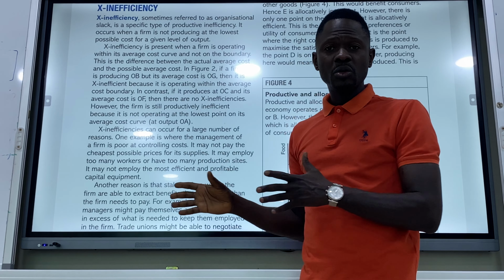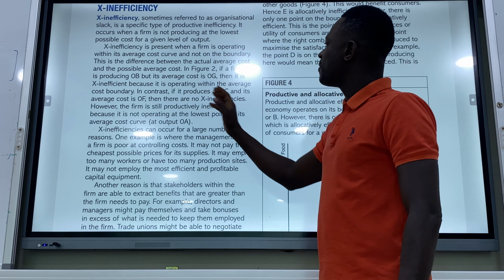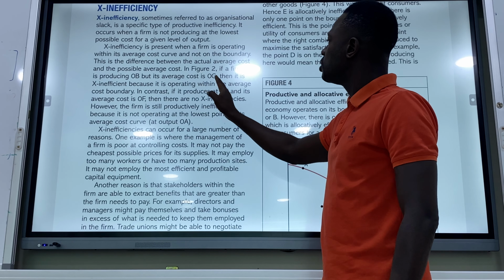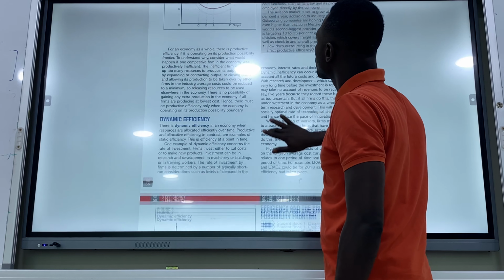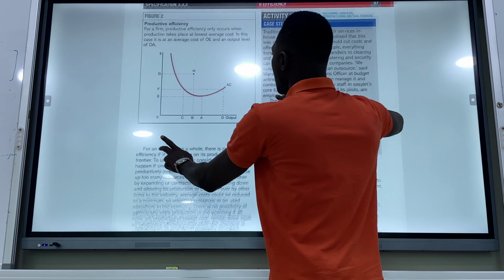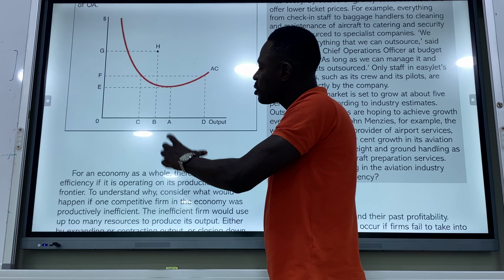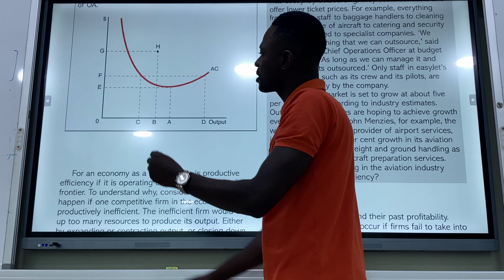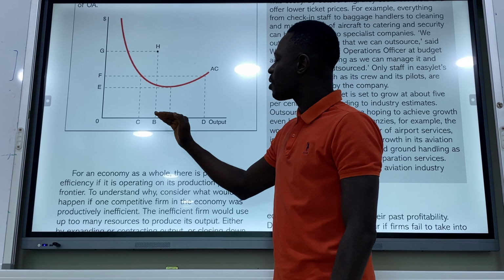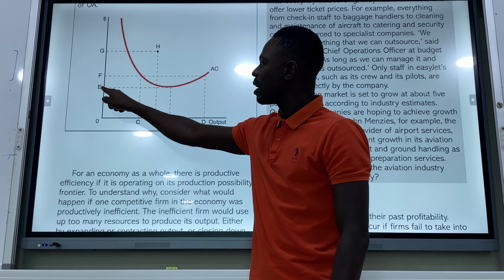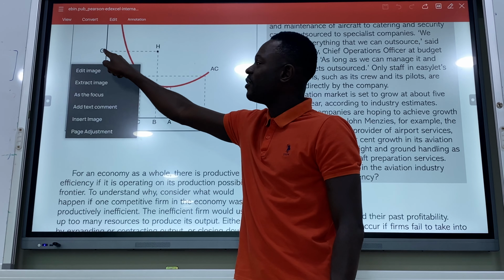So we have figure 2 to use to explain further about X-Inefficiency. In figure 2, if a firm is producing OB and its average cost is OG, then it is X-Inefficient. So we quickly go to figure 2. If a firm is operating at OB and its cost is at OG, what they're saying here is that the firm's output is at OB and it's incurring cost at OG. This is X-Inefficiency because at OB you're supposed to have a cost reduction. This is a possible average cost instead of the actual one the firm is operating on.